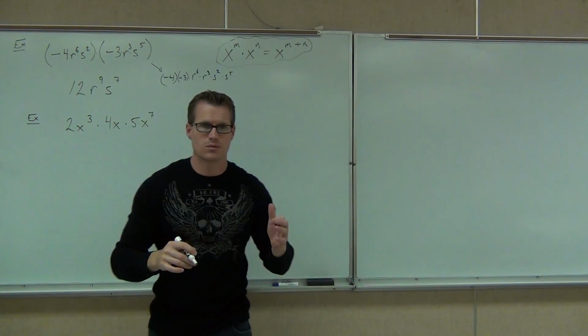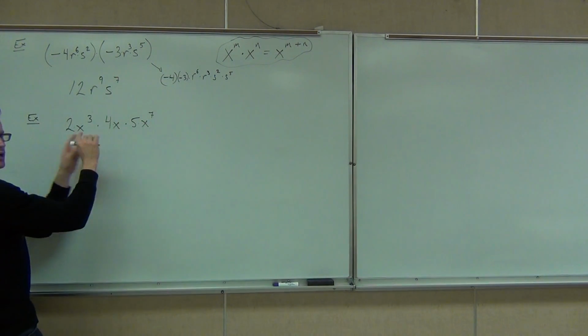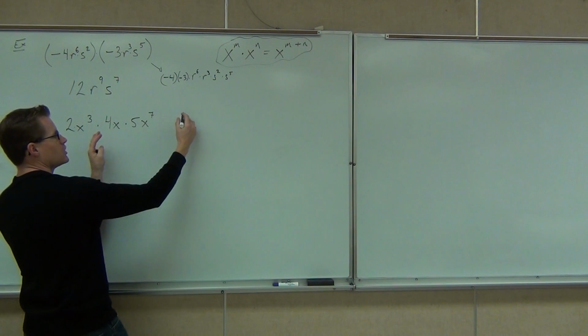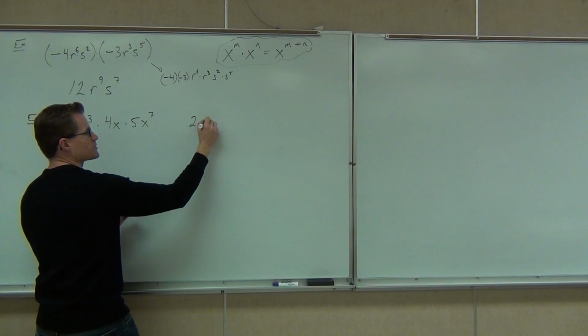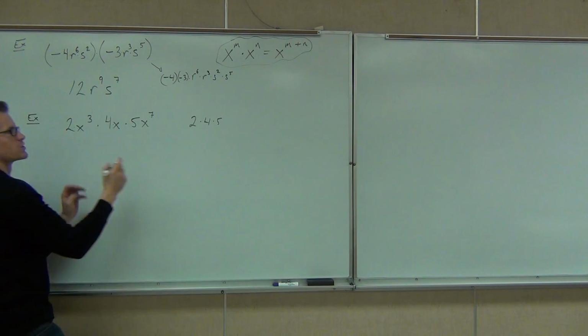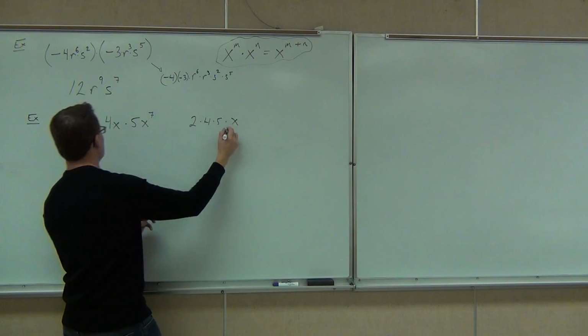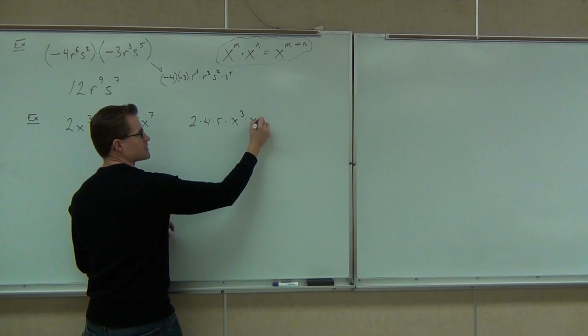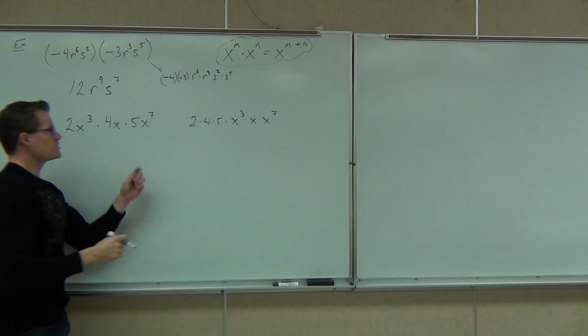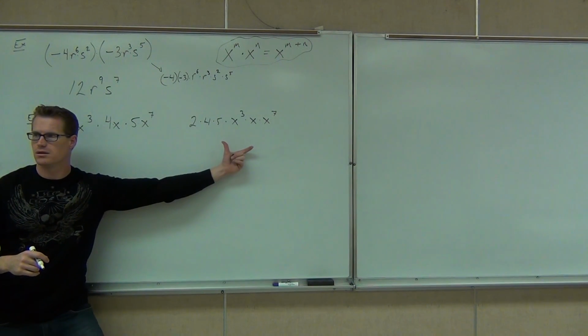Look what we could do. Watch on the board here real quick. You could reorganize this. Since it's all multiplication, you could make this 2 times 4 times 5. You could group your numbers, and then you would have x cubed times x to the 7th. Can you get from here to here? Are you guys all right with that?